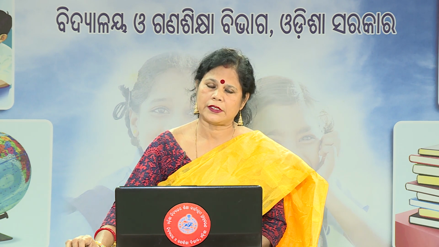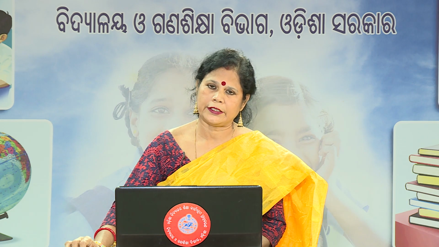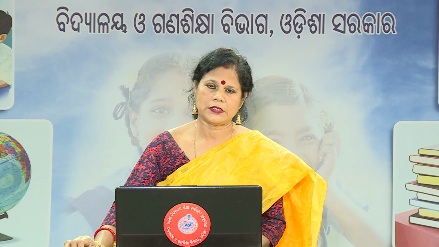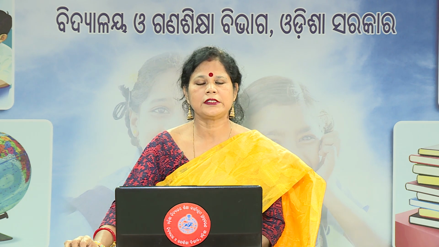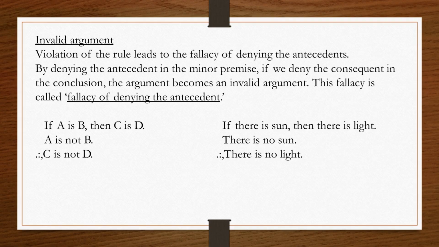किंतु वर्तमान आमे सेमती न करिकिरी just उल्टाटा ही करिबा. In the minor premise we will deny the antecedent. So antecedent is A is B. Now antecedent को केमिति deny करिवो, तुमे लेखिबो A is not B. So you deny the antecedent in the minor premise. Then in the conclusion you deny the consequent. In the conclusion you say C is not D.